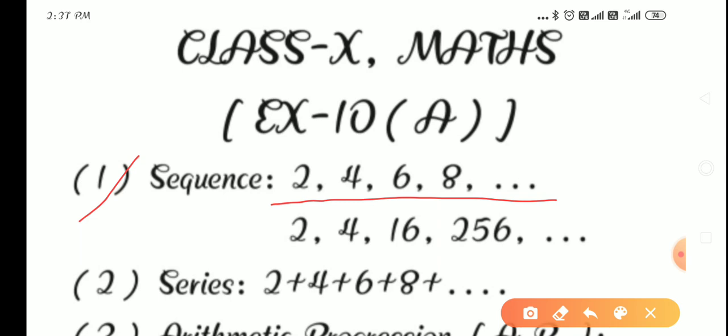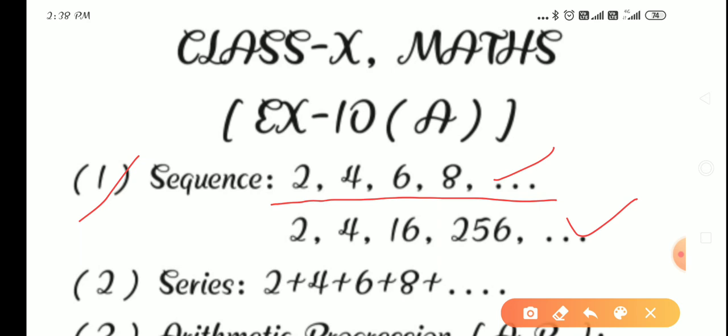A group of numbers will be there, so it is the group of numbers 2 4 6 8. Second one also you can see 2 4 16 256. Two groups of numbers here you can see. So these are the groups of numbers arranged in a definite order. Order means they should be in ascending order or they should be in descending order. So you can see order is fixed, ascending order is given.